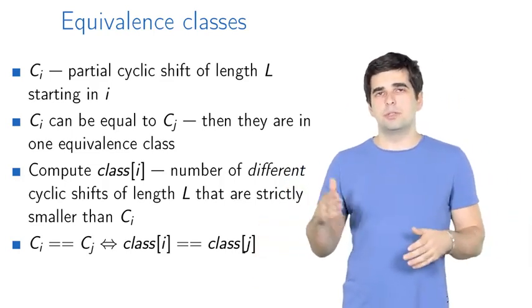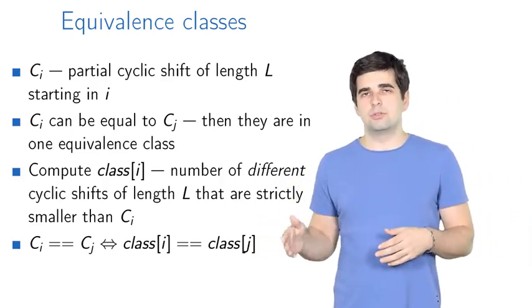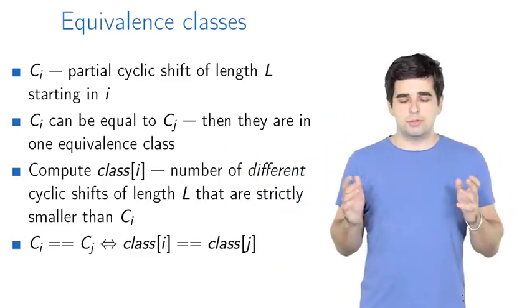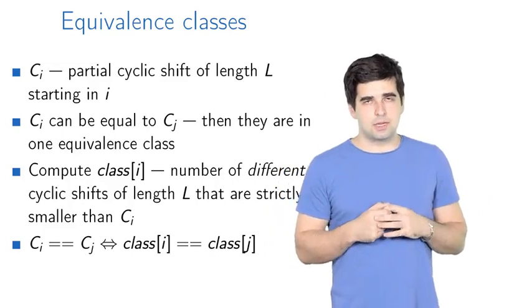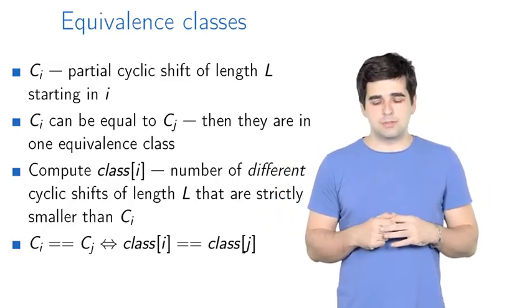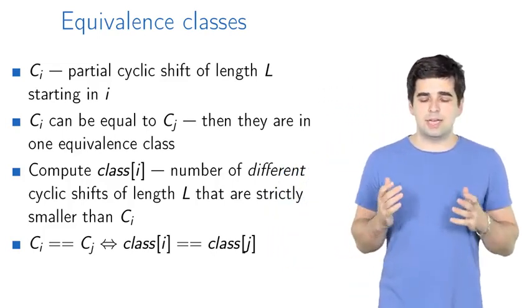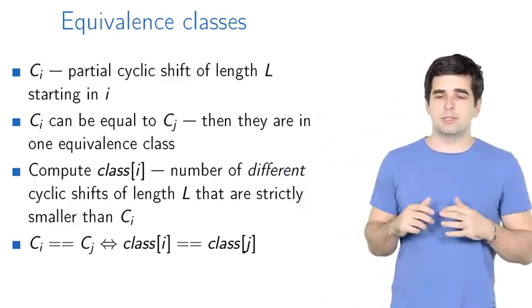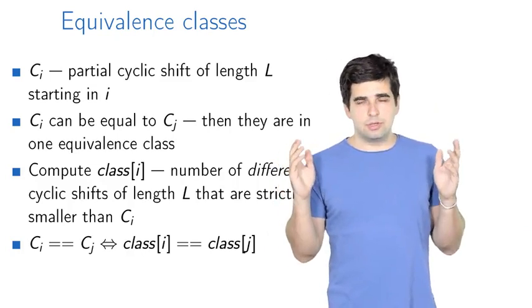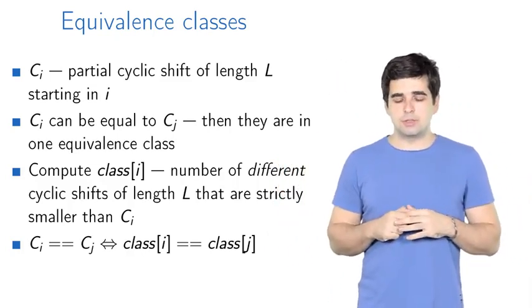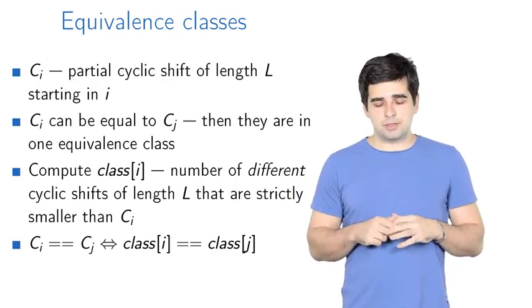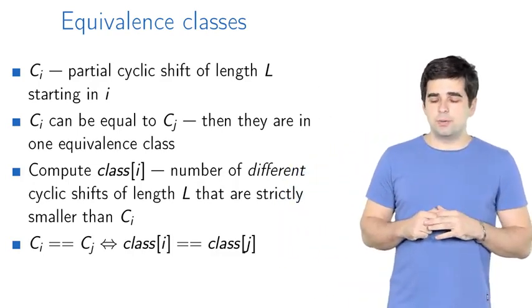And then we will do iterations. While L is still less than the length of the string, we will use our order of cyclic shifts of length L to sort the cyclic shifts of twice the length. We will do that efficiently using the order of the current cyclic shifts of length L. Thus we will double the length of the sorted cyclic shifts, and then again double it, and so on.